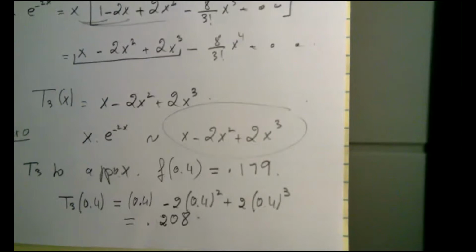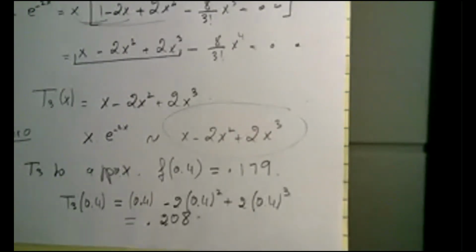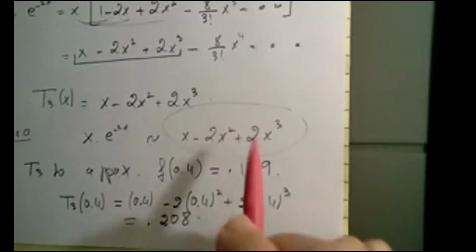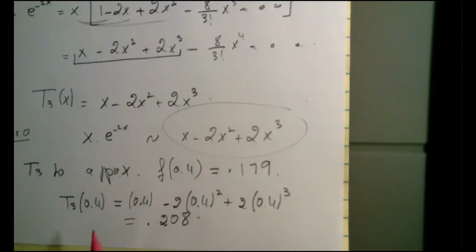So if I want a better approximation, what should I do? What will give me a better approximation? We have to take a higher polynomial. Exactly. That's what will give us the better approximation. That's the idea of doing this. So this is not a great approximation. We need a higher degree Taylor polynomial.